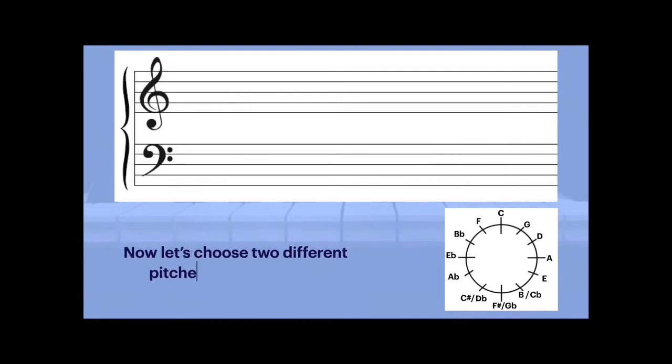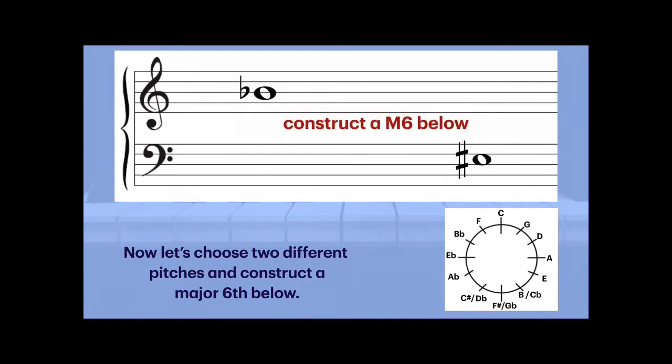Now let's choose 2 different pitches and construct a major sixth below each. Our first pitch is a B flat, and if we're starting by putting it on the staff, we go line, line, line down to the space below that, which is a D. And then for the next one, space, space, space, plus one more is the line that's a G.